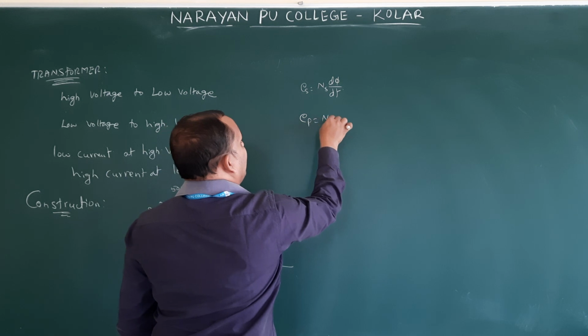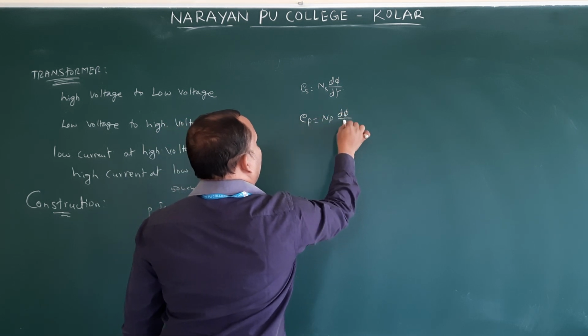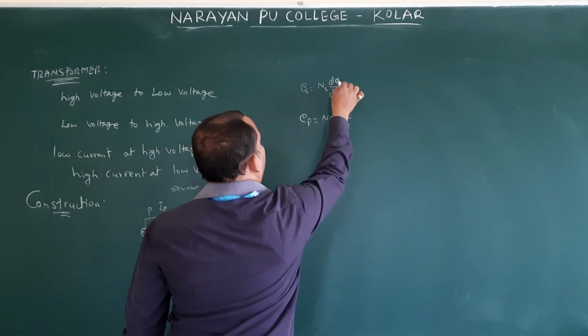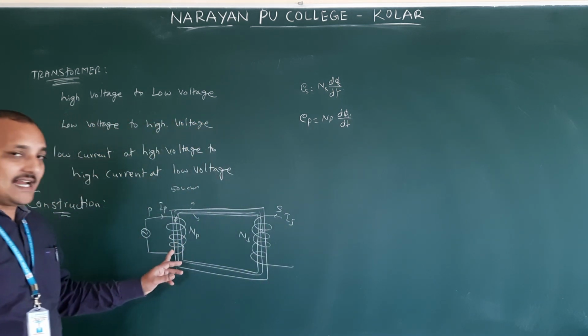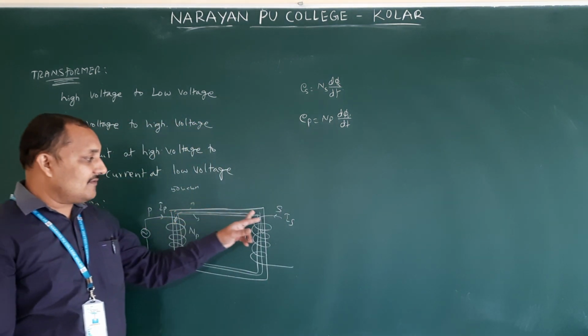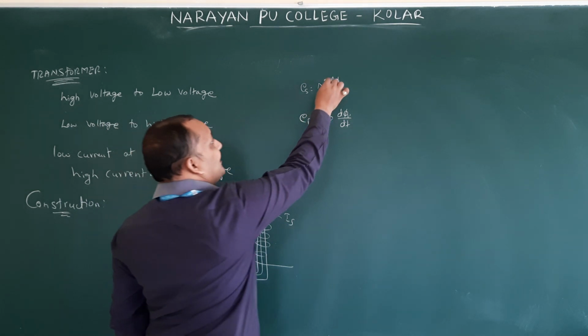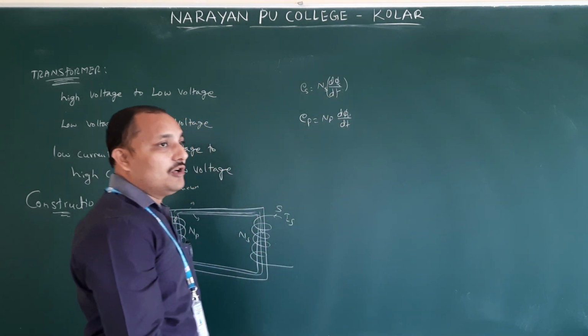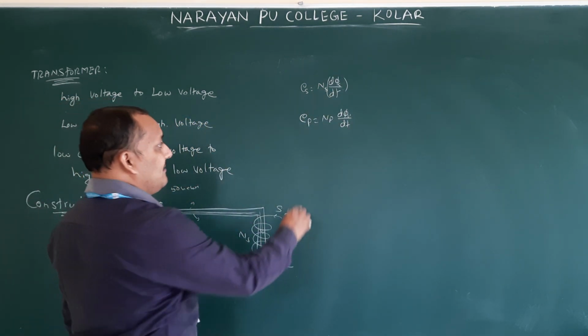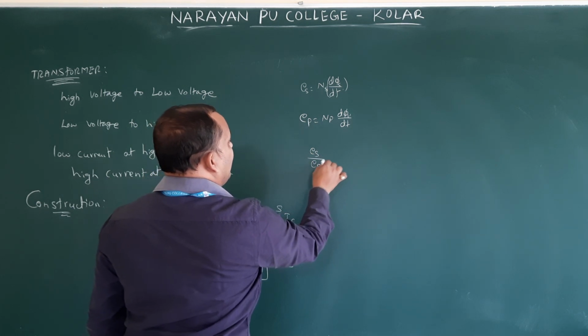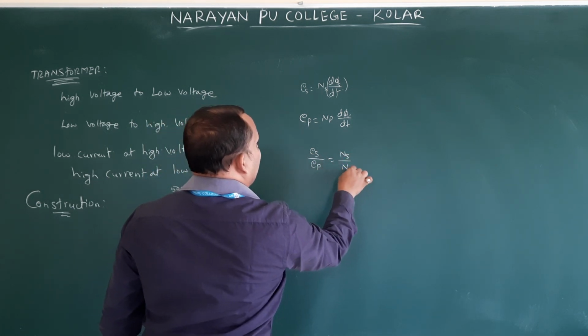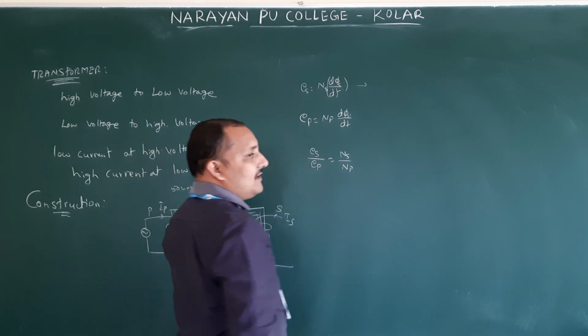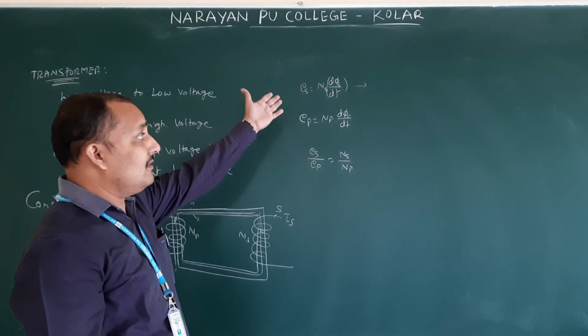Primary N_P dφ/dt. The amount of flux produced here, the same amount of flux is going here. Therefore, this is going to be the same in both primary and secondary. If you divide, E_S by E_P is equal to N_S by N_P. This formula we use from the EMI lesson. You already came to know that formula.